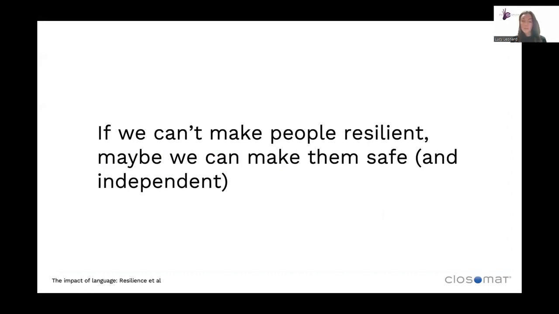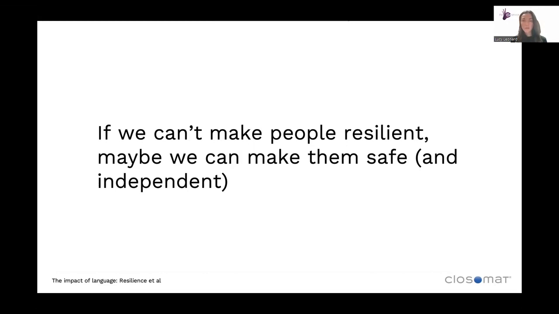So if we can't make people resilient, maybe we can make them safe and independent. So there's that word again. How many of you in your notes, when you're looking at something like transfers, will write safe and independent in transfers? The client was safe and independent getting on and off the sofa. This client was safe and independent getting on and off the toilet. The client is safe and independent undertaking toilet hygiene activities.